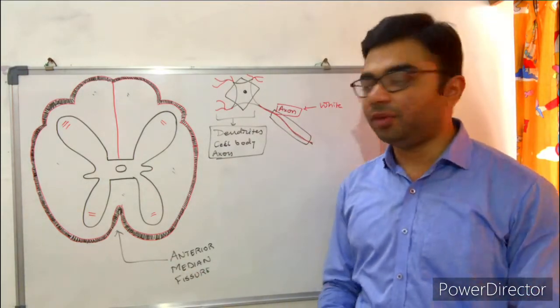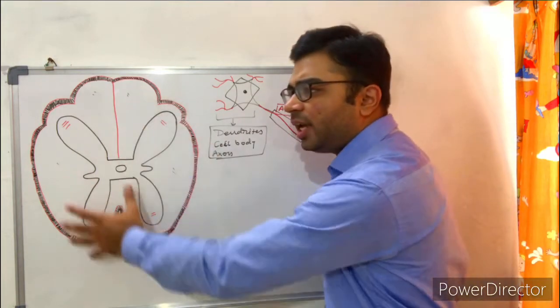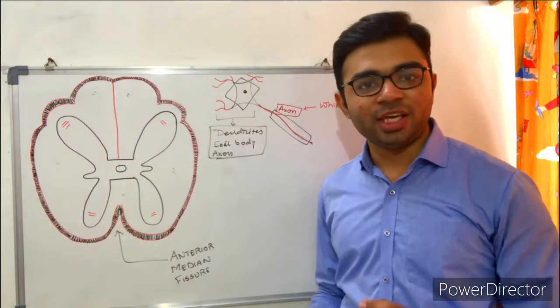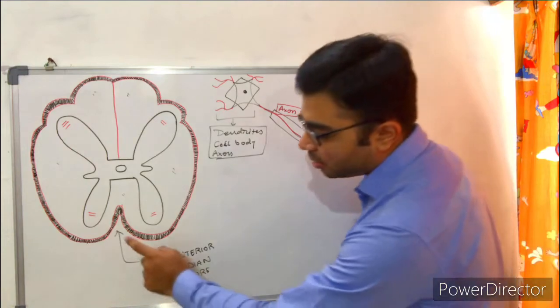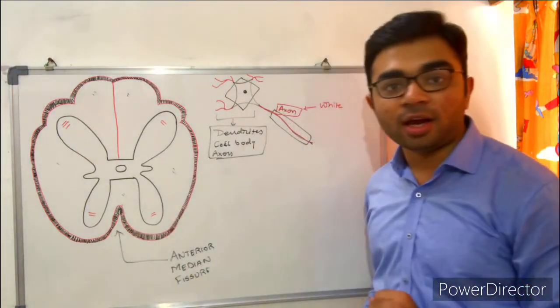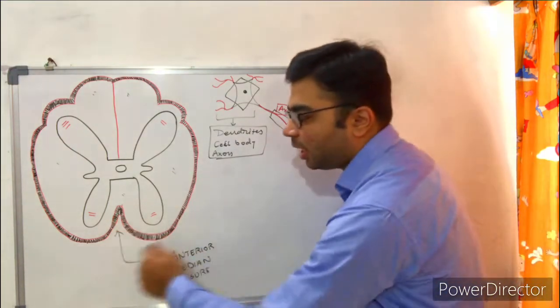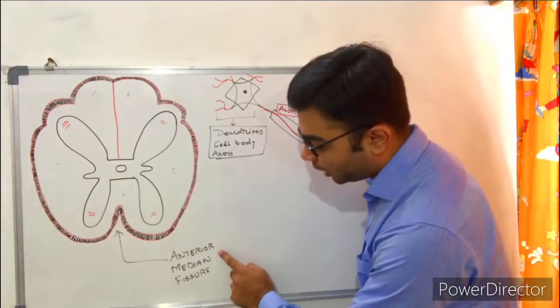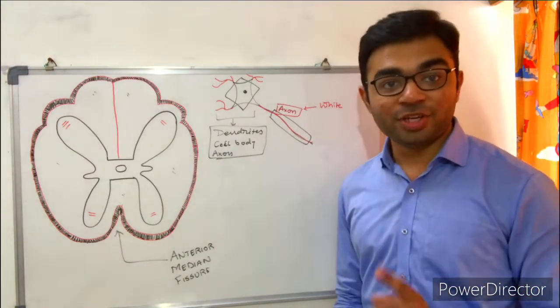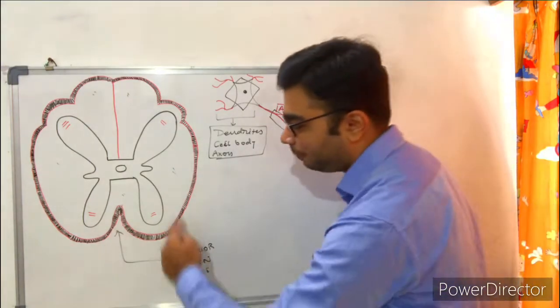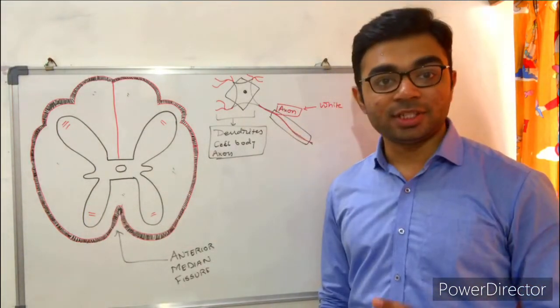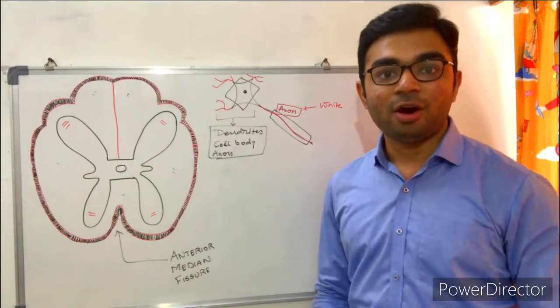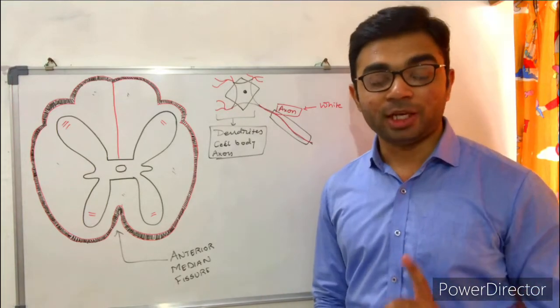Whenever we are looking at the transverse section of the spinal cord, always try to identify this particular area, because this side is the anterior side and you can easily identify it by looking at the anterior median fissure. Do remember that this is the anterior side, and it is the first external feature of the transverse section of the spinal cord.